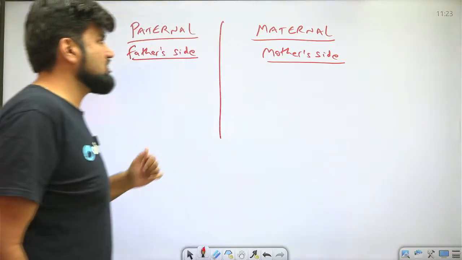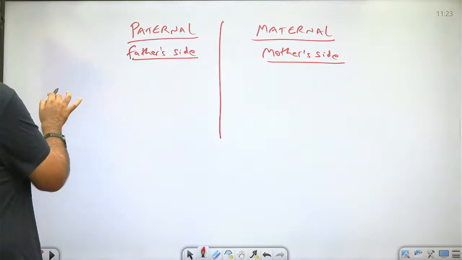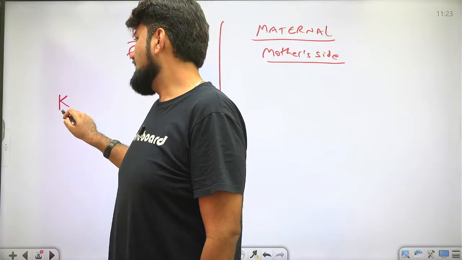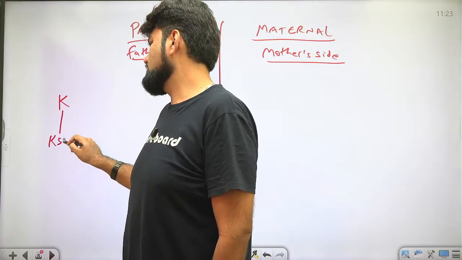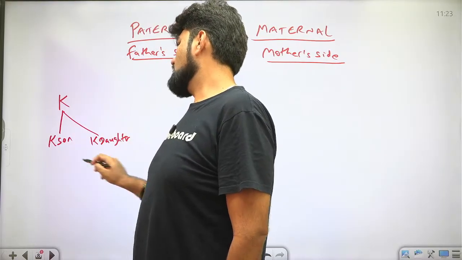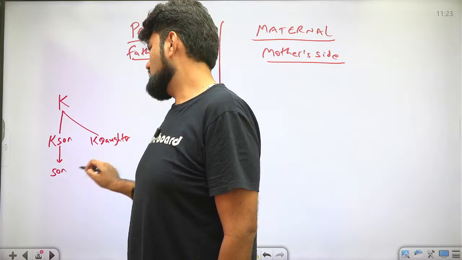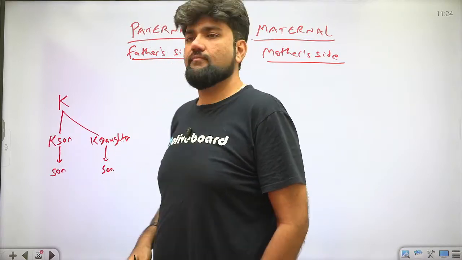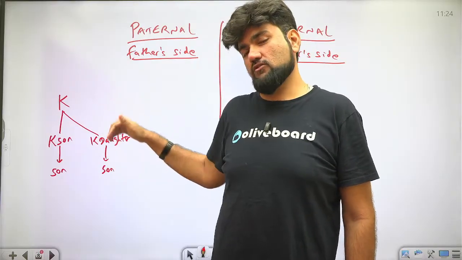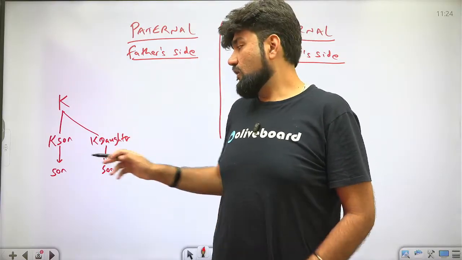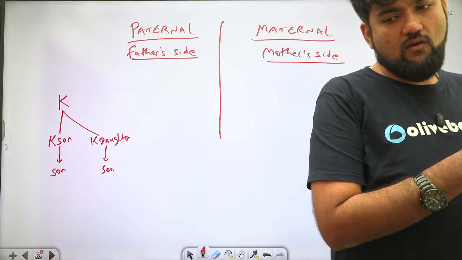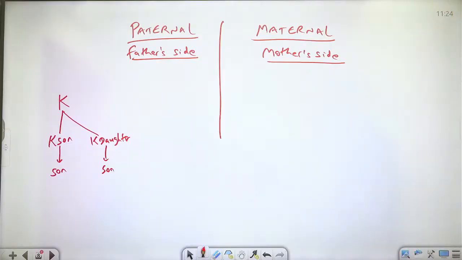But what I want you to understand from here is, now you give me an answer. Let's suppose we have a person K, and K has one son and one daughter. K's son further has a son. K's daughter also has a son. Now you tell me which of these two is a paternal grandson and which one is a maternal grandson.